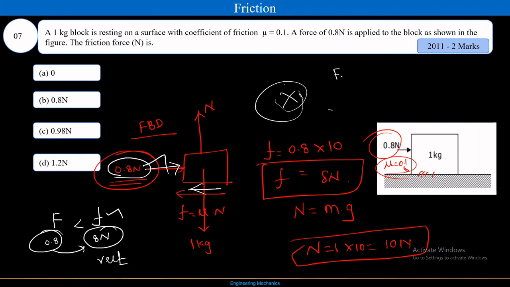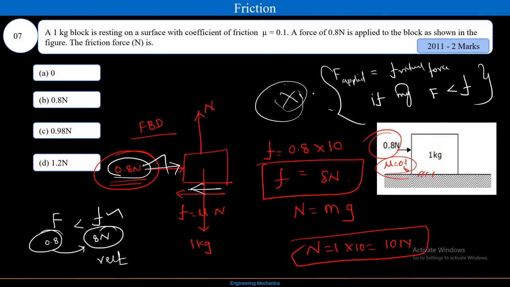That's the concept: force applied is equal to frictional force if my applied force is less than the maximum frictional force. This is very important. So my answer is going to be 0.8. That is option B.